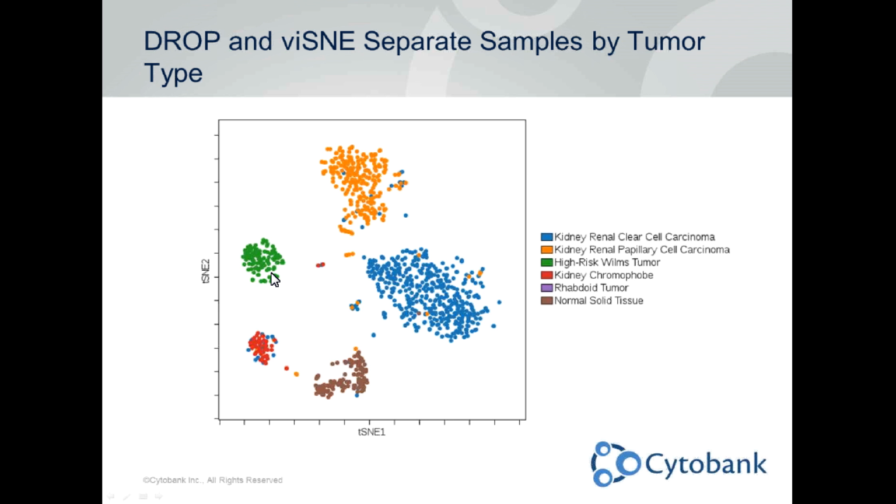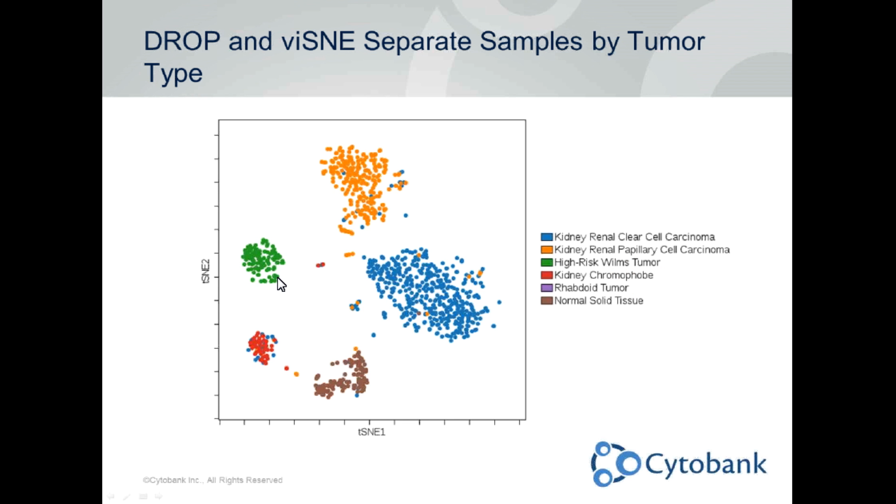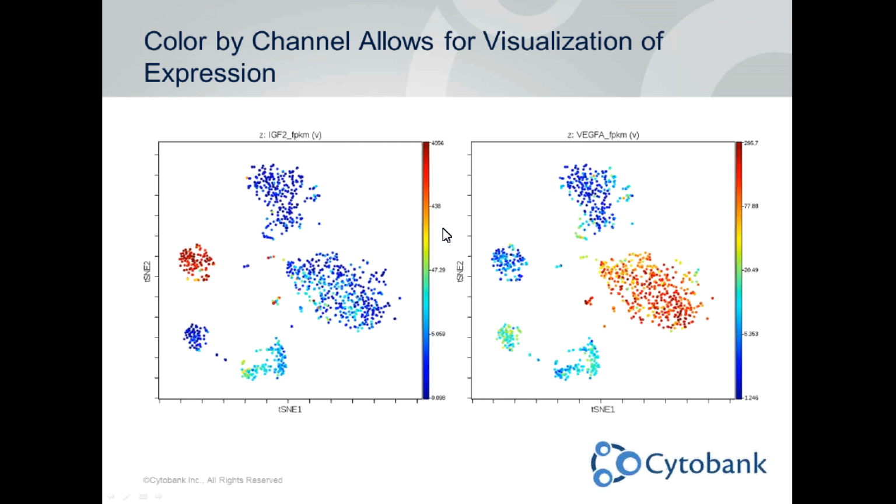And if we go back and reference the previous slide, this high-risk Wilms tumor is high in IGF-2. And if you go into the literature and look, there's a good record of Wilms tumors overexpressing IGF-2. And the same with renal clear cell carcinoma. There's a clear record of that kind of cancer overexpressing VEGF. So it's nice to be able to draw these direct connections between the samples we see and what's been established in the literature.